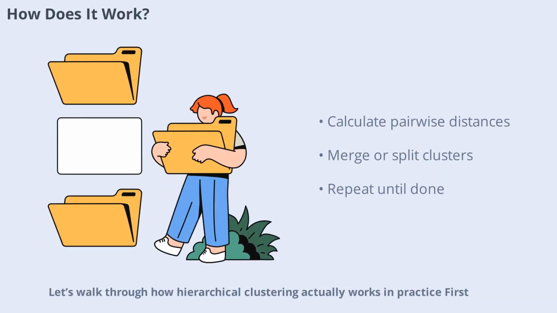Let's walk through how hierarchical clustering actually works in practice. First, you calculate the distance between every pair of data points. Then, depending on the method, you either merge the closest clusters (agglomerative) or split the largest cluster (divisive). At each step, you update the distances and repeat the process. This continues until you reach the desired number of clusters or until all points are merged or separated. The process is systematic and ensures that similar points are grouped together based on their features.